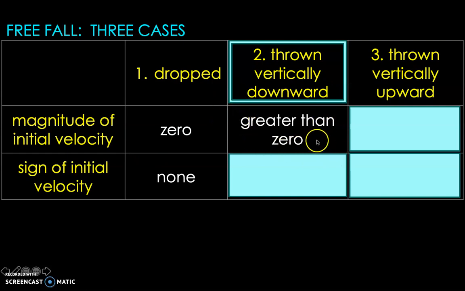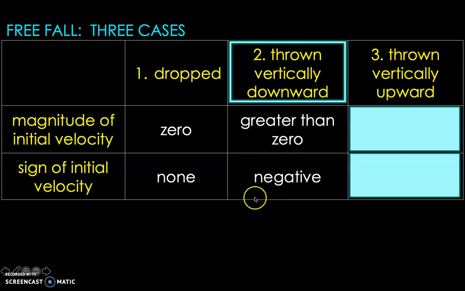Why is the initial velocity greater than zero for case two? It's simply because throwing vertically downward would mean you're giving the object a slight push downward, okay? So you're giving it a push, therefore it's not starting at zero velocity. It has a non-zero velocity the moment it was released by whoever is holding it. And the sign of the initial velocity is negative, because downward velocity involves a negative sign.